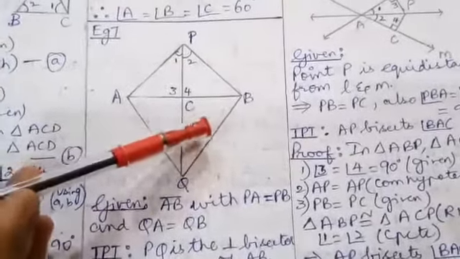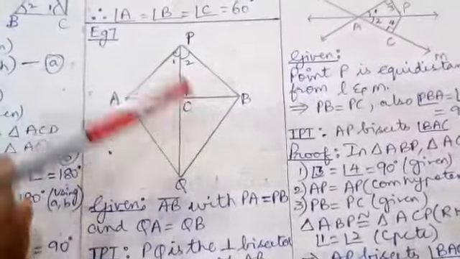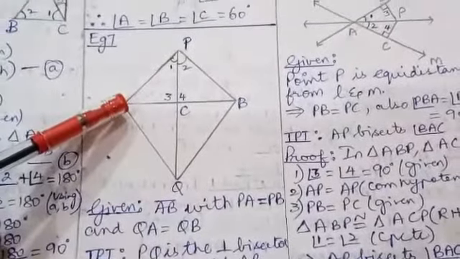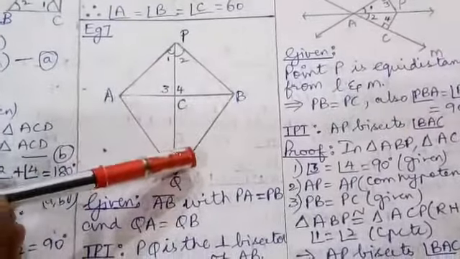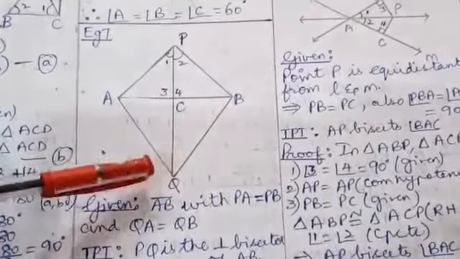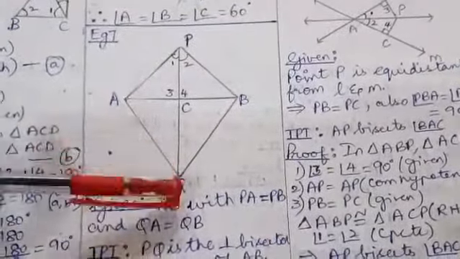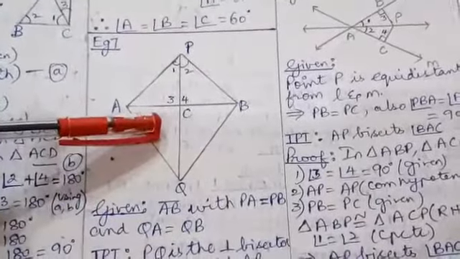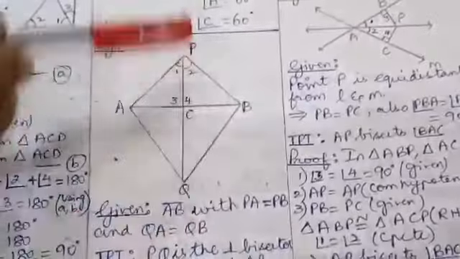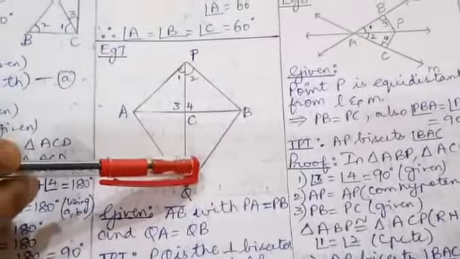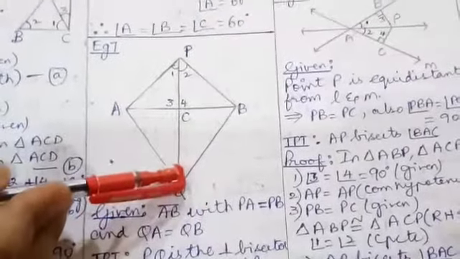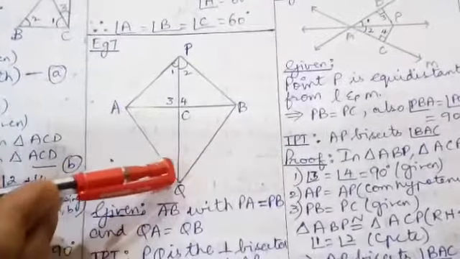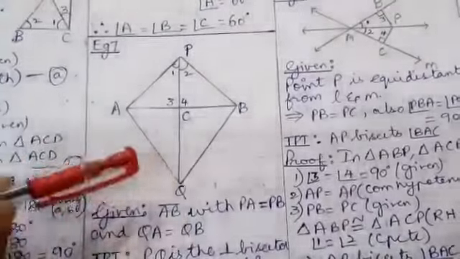CPCTC. The corresponding angles in the two congruent triangles are also congruent. We could also say this angle is equal to this angle. See here, this angle, angle AQP of this triangle equals angle BQP of this triangle. So say if we mark this angle 5 and 6, so angle 5 equals angle 6, CPCTC.